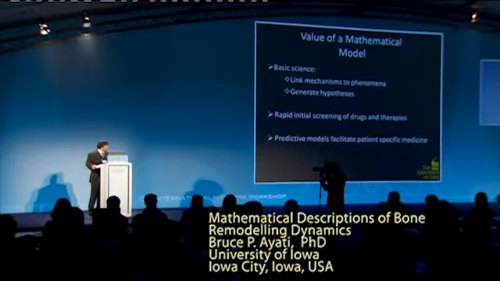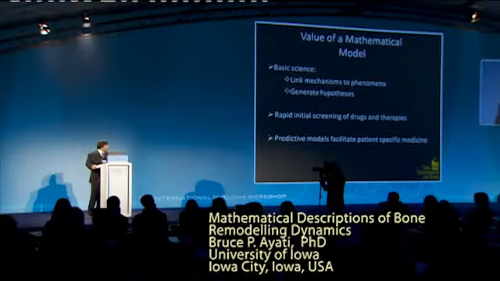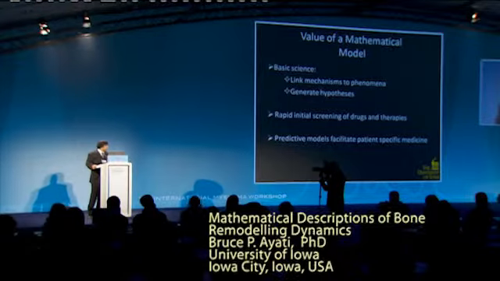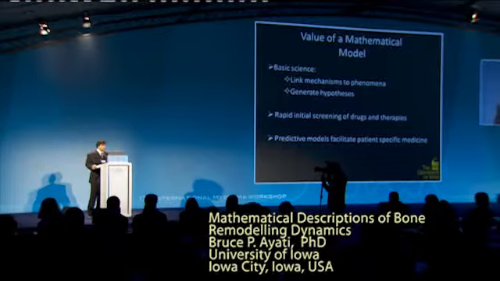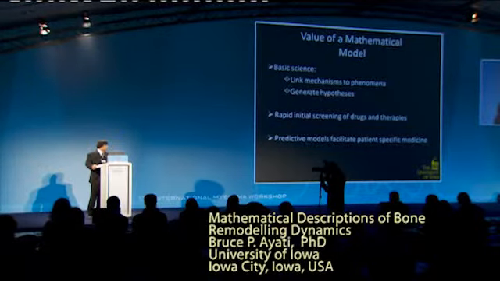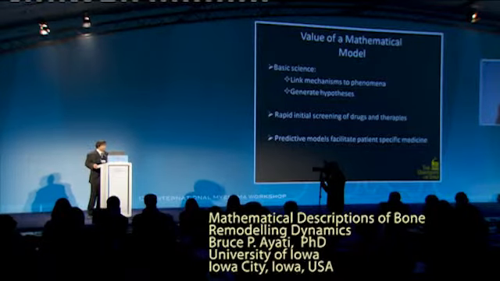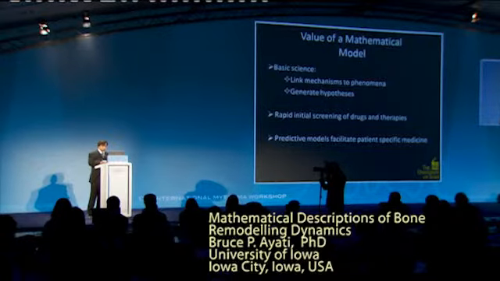Moving along to things that are a bit more practical, a higher fidelity model, one that has many more elements and has gone through a lot more testing than one you would use for basic science, could be used for rapid initial screening of certain drugs and therapies. And then the holy grail, what we want eventually, is predictive models, very, very high fidelity models that can facilitate patient-specific medicine. In our case, we want to take something, let's say, like a bone biopsy and use it to run through simulations of what different sorts of drugs might do for that patient in particular.